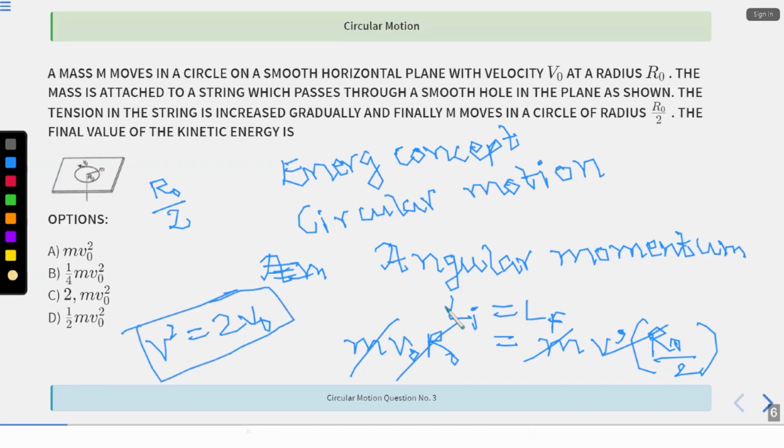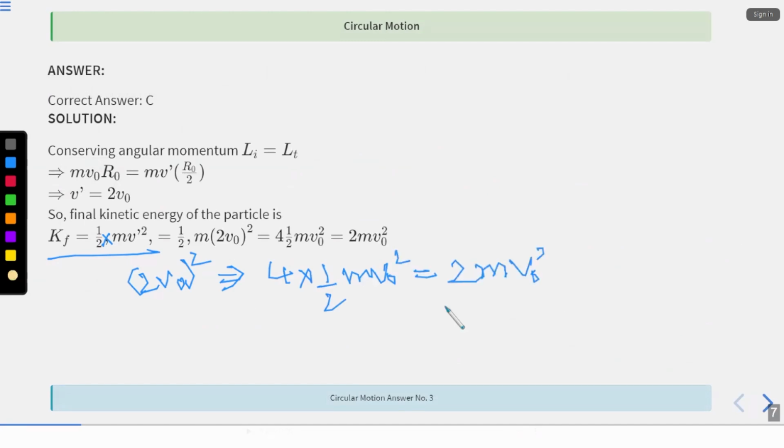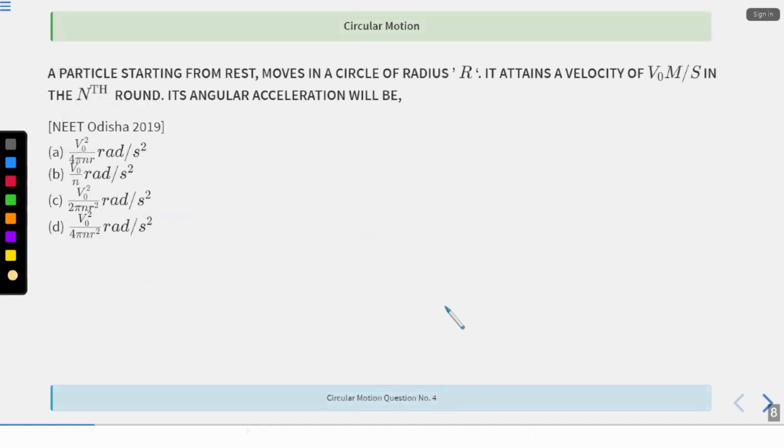Now you just have to directly write it into the K final. So here you can see that K final will be equal to half m v dash square. This is not a comma, this is multiply. So with this, you'll just substitute 2 v naught square. So you'll get 4 into half m v naught square, and that will be equal to 2 m v naught square. Okay, cool enough? Okay, moving on to the next question.